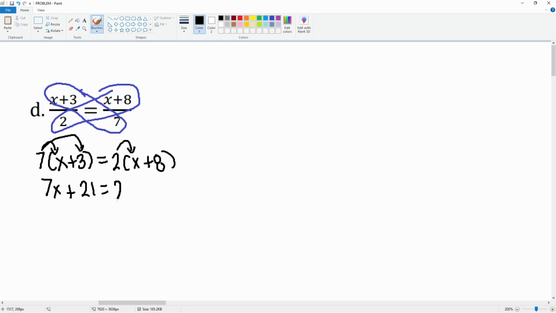2 times x is 2x. Then 2 times 8 is 16. Subtract 2x from both sides. This cancels out, leaving you with 5x plus 21 is equal to 16.